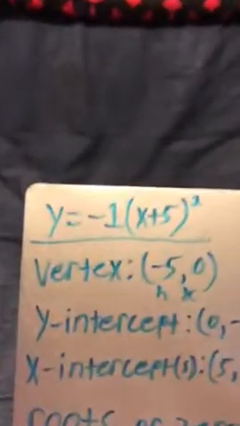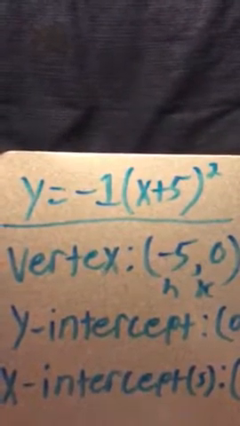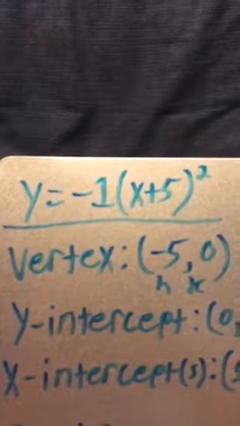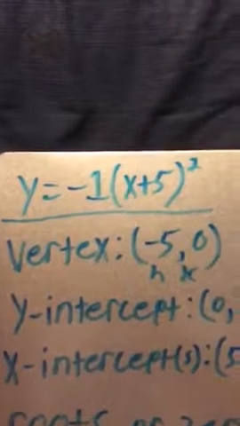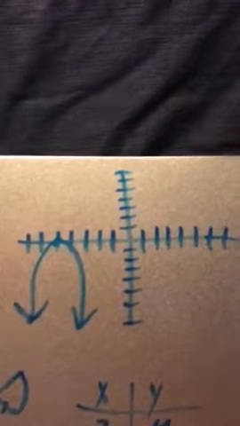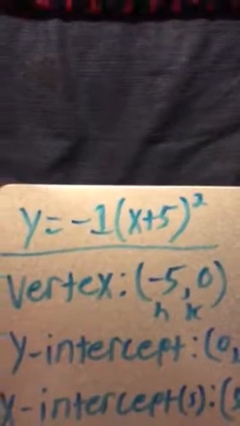For this problem, you'll see the function is y equals -1(x + 5) squared. And you can probably see there's no number at the end, which means the vertex, if you plug it in your calculator, looks like this. Your parabola will look like this, and there's no y because there's no number at the end, meaning it's only going to be on the x-axis. So the vertex would be (-5, 0), which you can see right there.